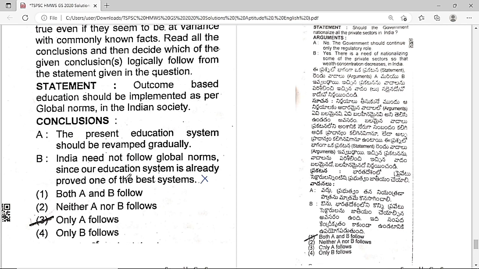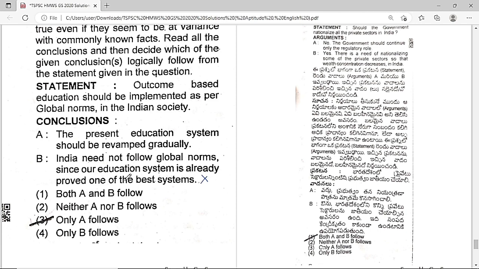So the statement tells that outcome based education should be implemented as per the global norms in the Indian society. The statement itself is telling that outcome based education should be implemented as per the global norms in the Indian society. So then what is the conclusion A? The present education system should be revamped gradually. Yes. Then only we can make the outcome based education implemented as per the global norms in Indian society. So only conclusion A is going to follow.